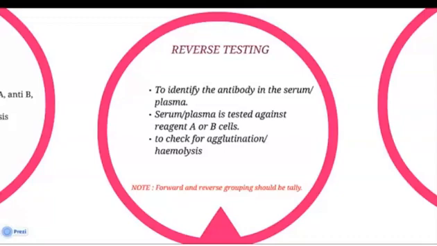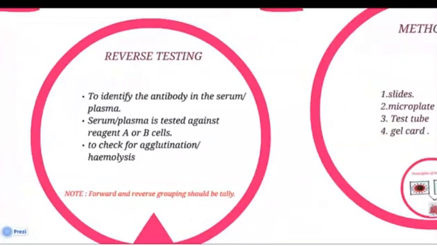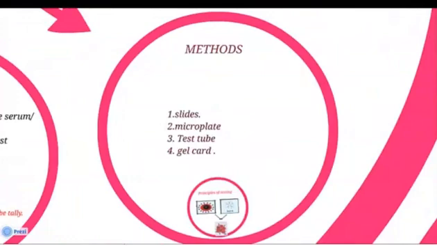It is very important for us to remember that forward and reverse grouping should tally. What do we mean by this? If the forward grouping shows that we have A antigen, so we are blood group A people, what antibody do we have? We have anti-B, right? So the reverse grouping should give us anti-B antibodies. That is what I mean by tally. There are a few methods to do this: slides, microplate, test tube, and gel cut. During the practical, you will be doing the test tube and gel cut, and sometimes we will give you the slides method.